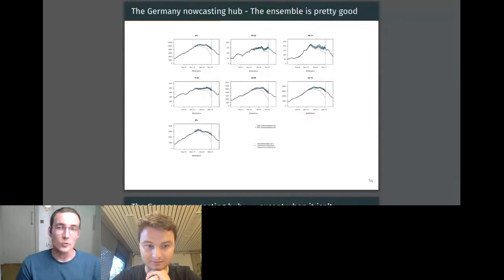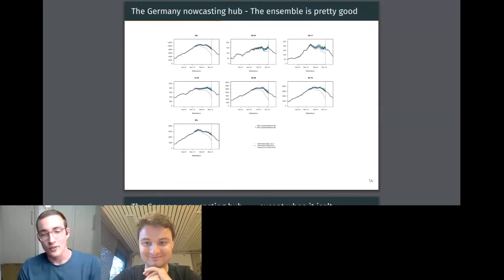What do we see? We see the ensemble is generally pretty good, and that's a really good sign. Unlike forecasting, we can actually do nowcasting, which is pretty exciting because I don't know how many of you have been forecasting COVID, but for me, it's been very stressful because it's so hard. So nowcasting, yes, we can do it. That's fantastic. Sadly, we can't always do it.